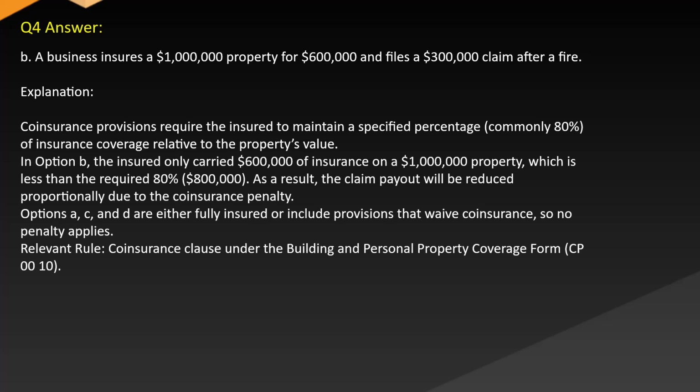Options A, C, and D are either fully insured or include provisions that waive coinsurance, so no penalty applies. Relevant rule: coinsurance clause under the Building and Personal Property Coverage Form CP 01 0.